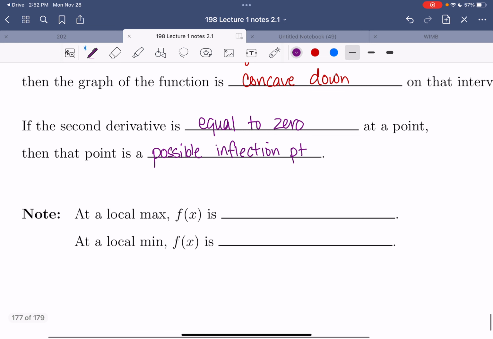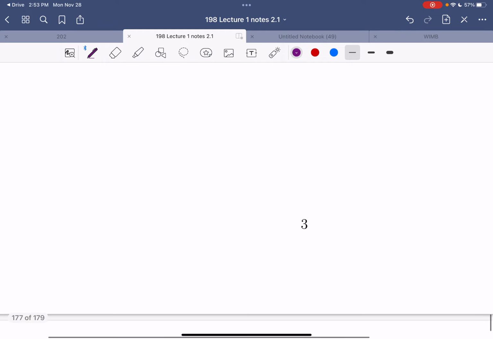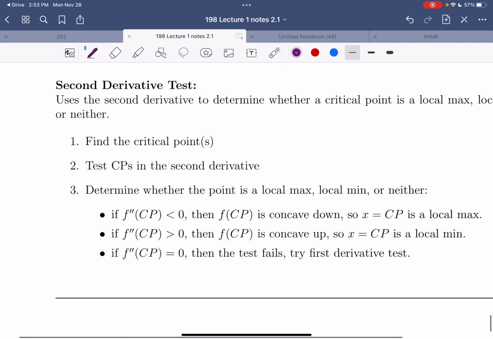Right? So at a local max, f of x is concave down. And a local min, down here at the bottom, is where it is concave up. And we're going to use that to be able to determine when our points are maxes or mins. And that's going to lead us right into the second derivative test. So we're going to use this information to test our points.